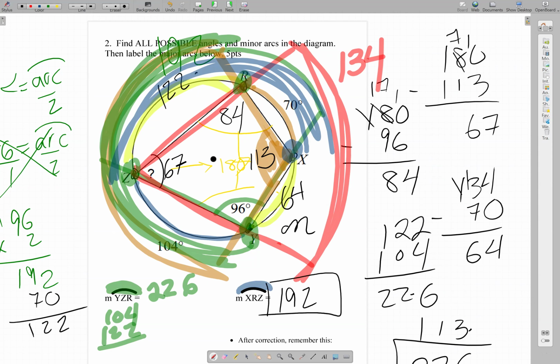And you are done. Watch out for these key things. Inscribed angles are half the arc, so you have the angle, you double to get the arc, and also opposite angles in an inscribed quad add up to 180.